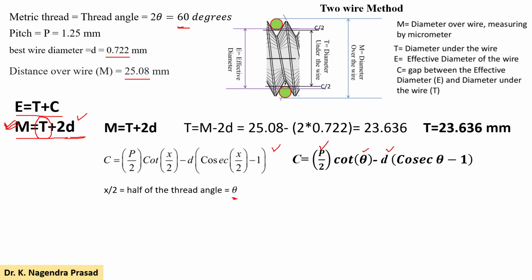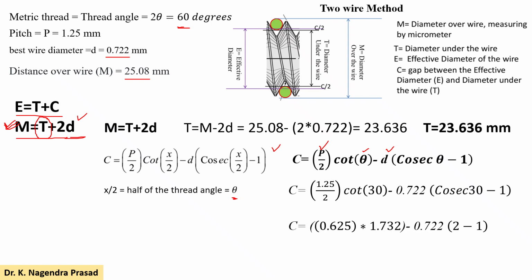So substitute all these values, then C will become 1.25 divided by 2 into cot 30 minus 0.722 into cosecant 30 minus 1. This equation will become capital C equals 0.625 into 1.732 minus 0.722 into 2 minus 1. So if you solve this one, then capital C value is 0.3605 mm.